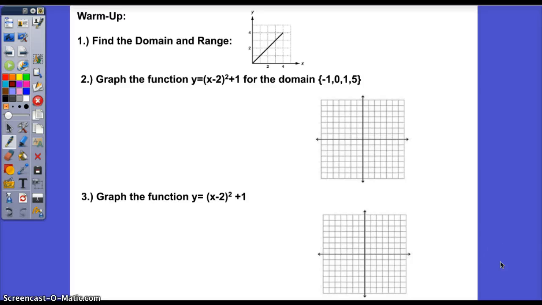You already took your 4-1 to 4-4 quiz, and today we're going to do a quick review, we're going to do a warm-up, and then we're going to start some scatter plots. So please hit pause, and please do the warm-up, and then I will go over the answers.